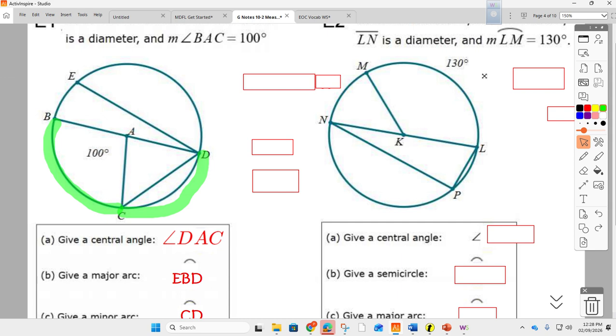So can you name a central angle, Daria? NKM, perfect. Angle NKM. Can you name a semicircle, Morgan?